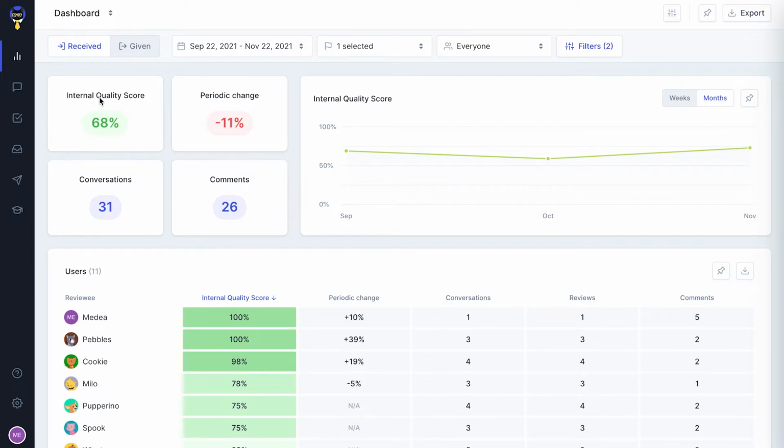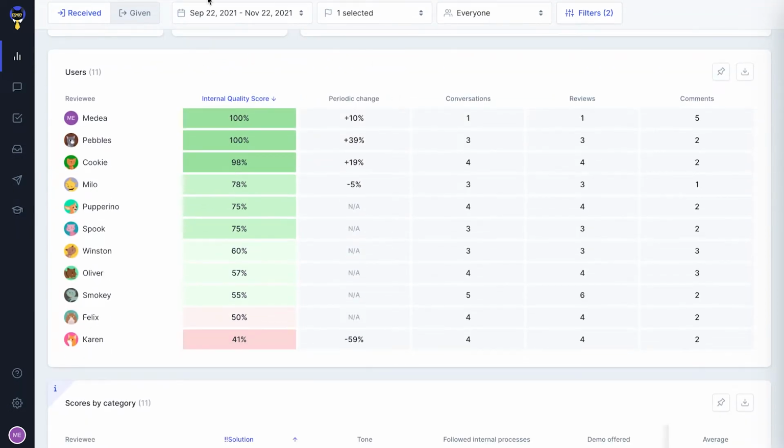And this is just a simple average of all of the reviews that were given in the selected time period, in our case, September to November. Periodic change is just the difference between the IQS scores between the current time period, these 3 months, versus the previous 3 months. And the graph over here is just the fluctuation of the score month by month in this case.